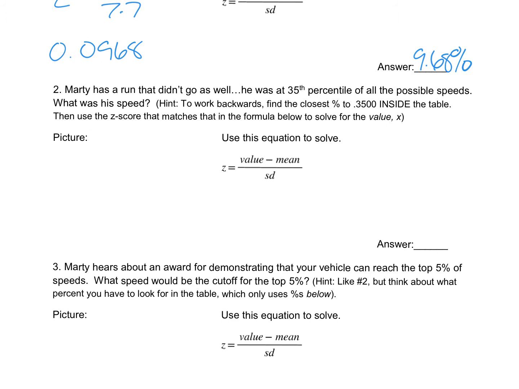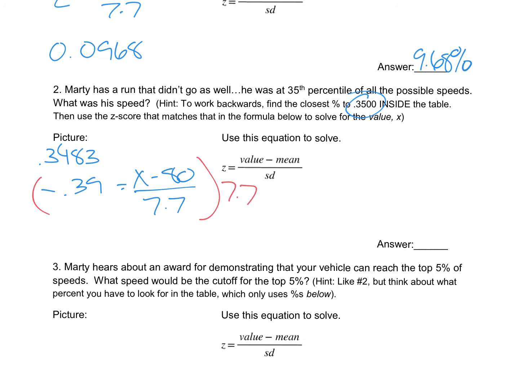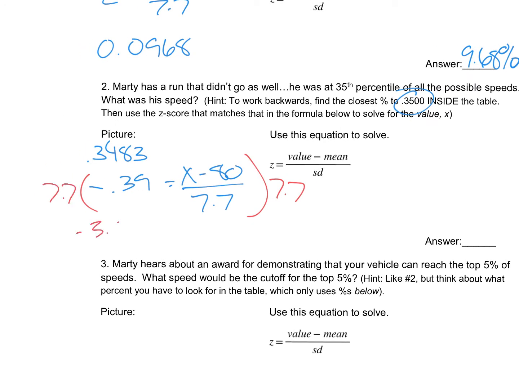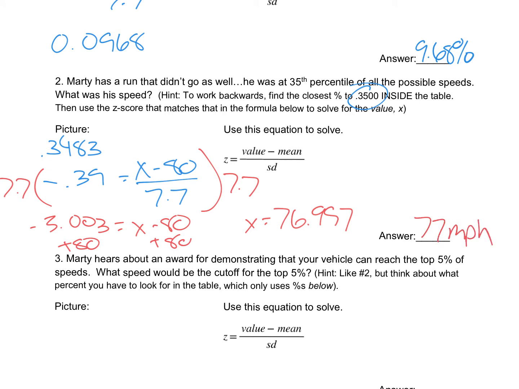All right, and then number 2, now we are given the percent, and so we got to work backwards. So we go look for this 0.3500, and the closest we had was 0.3483, and working back, that gave us a negative 0.39, and that's our z-score. And our value we didn't know, subtract our mean over our standard deviation. Go and multiply both sides by that 7.7. We get negative 3.003 equals x minus 80. Add that 80 over, and x equals 76.997, which then we round to 77 miles per hour.